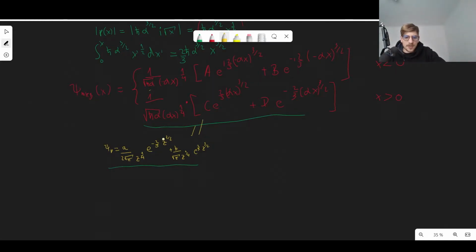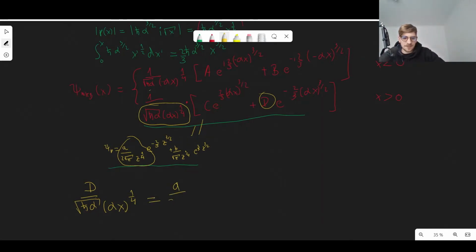Now, comparing everything that goes along with the negative exponent, so basically comparing this term with this term, and of course considering the factors outside, we get that d divided by h bar alpha, inside of a square root, times alpha x to the 1/4, has to be equal to a divided by 2 square root of pi times z to the 1/4. Now, of course, keep in mind that z is equal to alpha x, which is why the exponents are the same, which is why this and this cancel out.